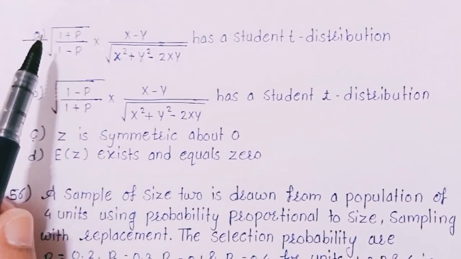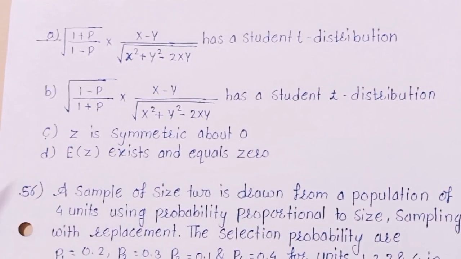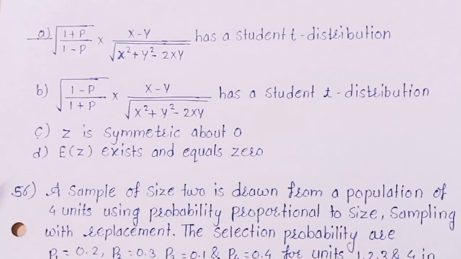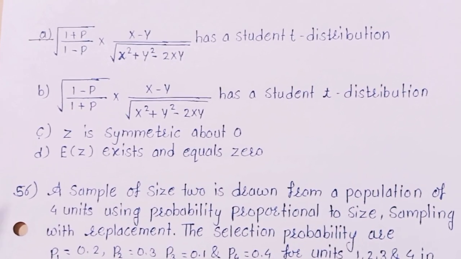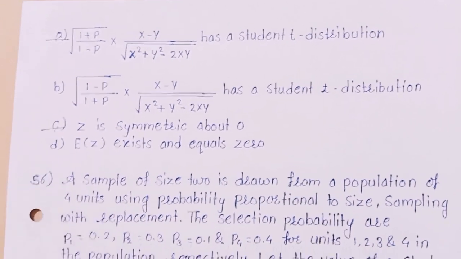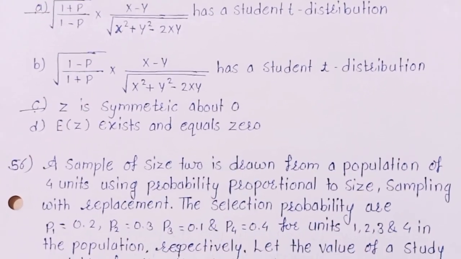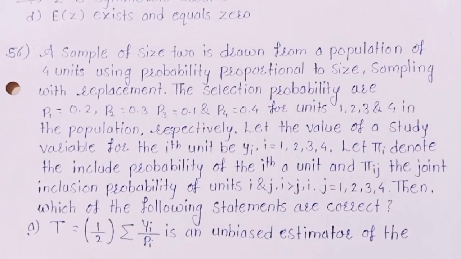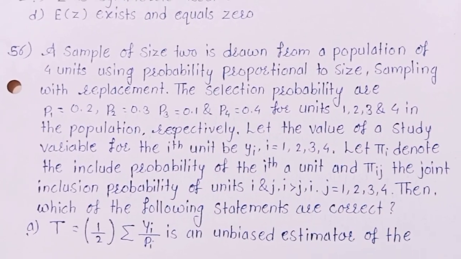Under root (1 minus p) upon (1 plus p), multiplied by (X minus Y) upon under root (X square plus Y square minus twice XY), has the Student's t distribution. Option C is also correct: Z is symmetric about 0. A and C are the correct options.